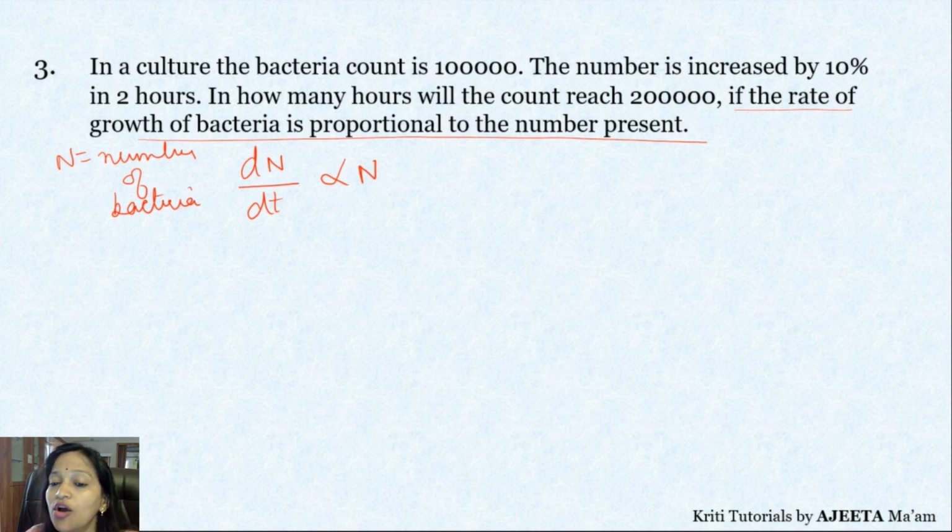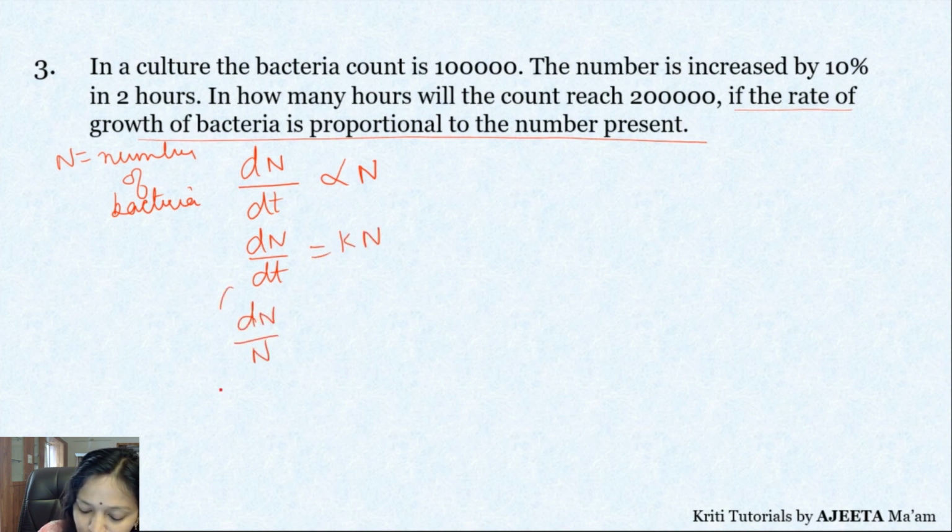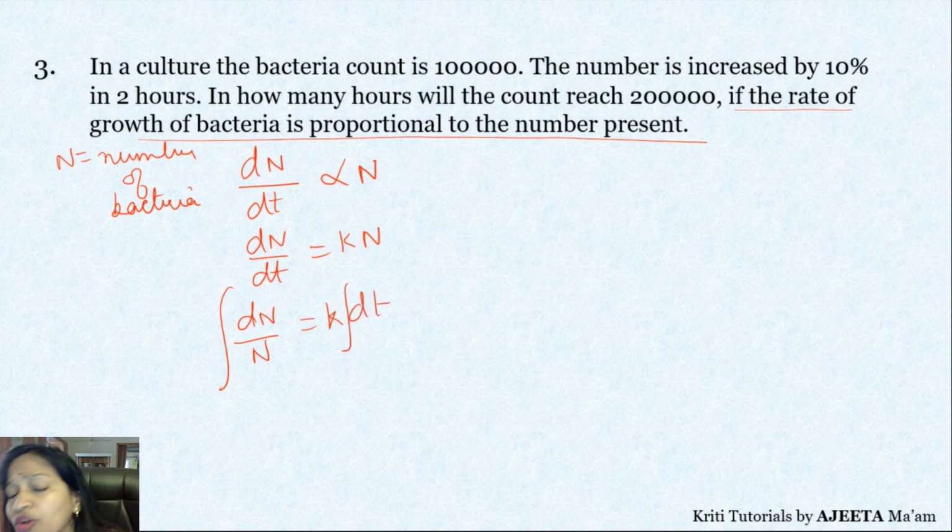Now let's remove this proportionality sign and introduce a constant k. Then let's move it to variable separable form and integrate both the sides. These steps are common, you will see them in all the questions. Where it is an increase versus a decrease, the only difference is that we introduce k as minus k. For increase positive, for decrease negative.